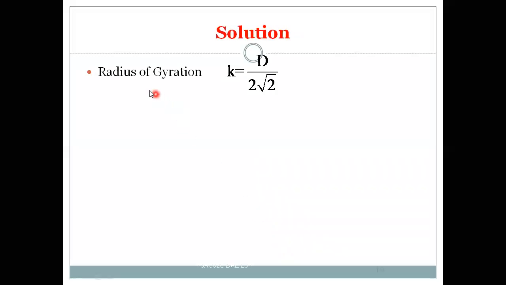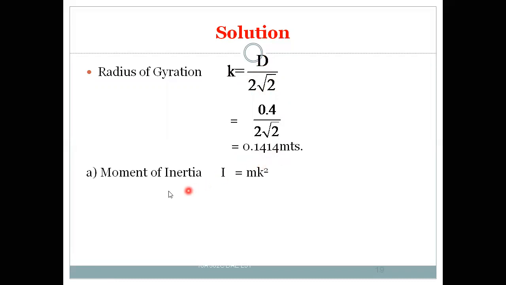After getting that, the radius of gyration k is equal to D by root 2, then you will get a radius of gyration of 0.1414 meters. So moment of inertia I is equal to mk squared. So m is there for us, k is also there for us, then you will get 1.76 kg meters square.